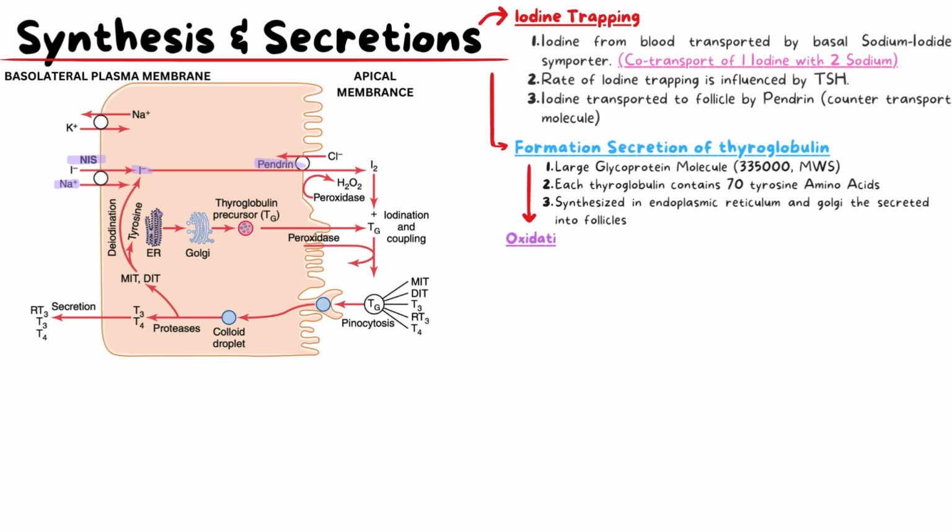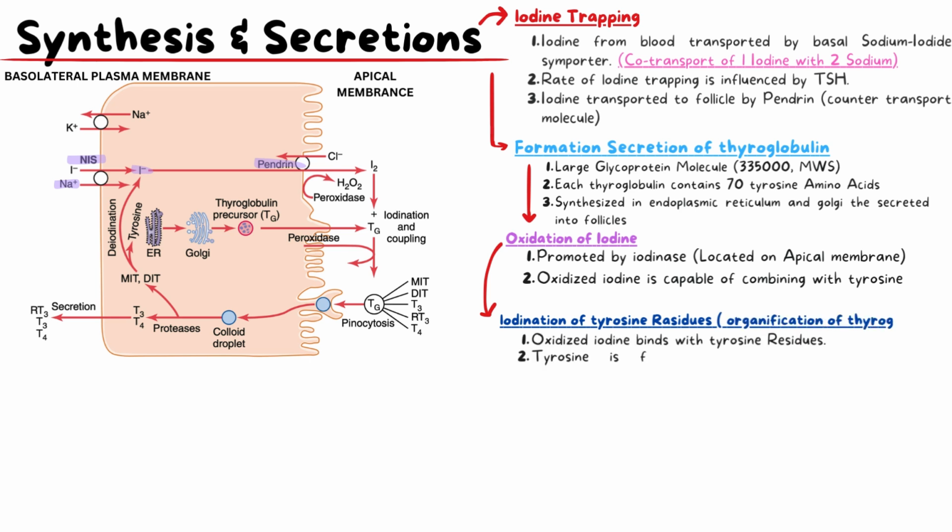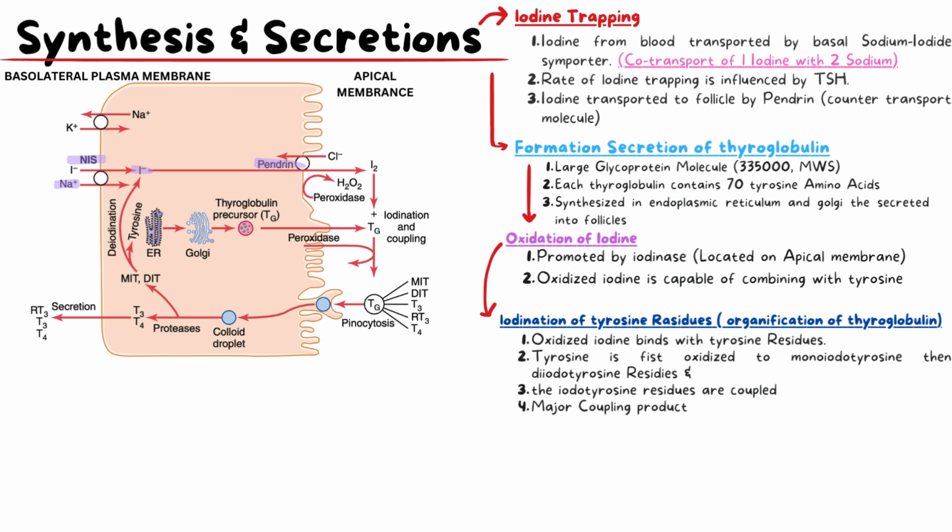Before the release of iodine into the follicles, there is oxidation of the iodide molecule. This oxidation of iodide is carried out by iodinase, which is present on the apical membrane. Only oxidized iodine is capable of combining with tyrosine. Once the oxidized iodine reaches the follicle, it binds with the tyrosine residues present on the thyroglobulin glycoprotein. Tyrosine then first becomes monoiodotyrosine, then diiodotyrosine, and then these iodotyrosine residues are coupled. Then the major coupling product formed is T4.